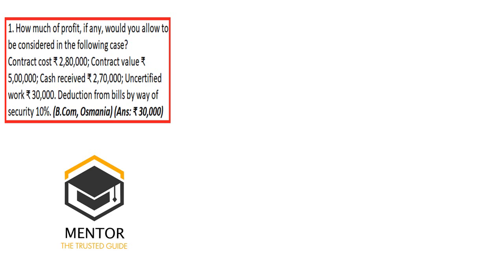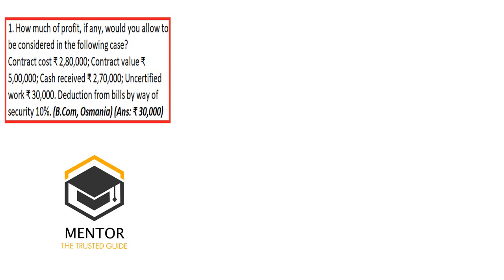The first question is, how much profit, if any, would you allow to be considered in the following case? Contract cost 2,80,000, contract value 5 lakhs. Contract cost in the sense expenditure incurred, contract value in the sense contract price. Upon the completion of the contract, the contractee will give this amount to the contractor. Cash received 2,70,000, uncertified work 30,000. Deduction by way of bill is 10%.